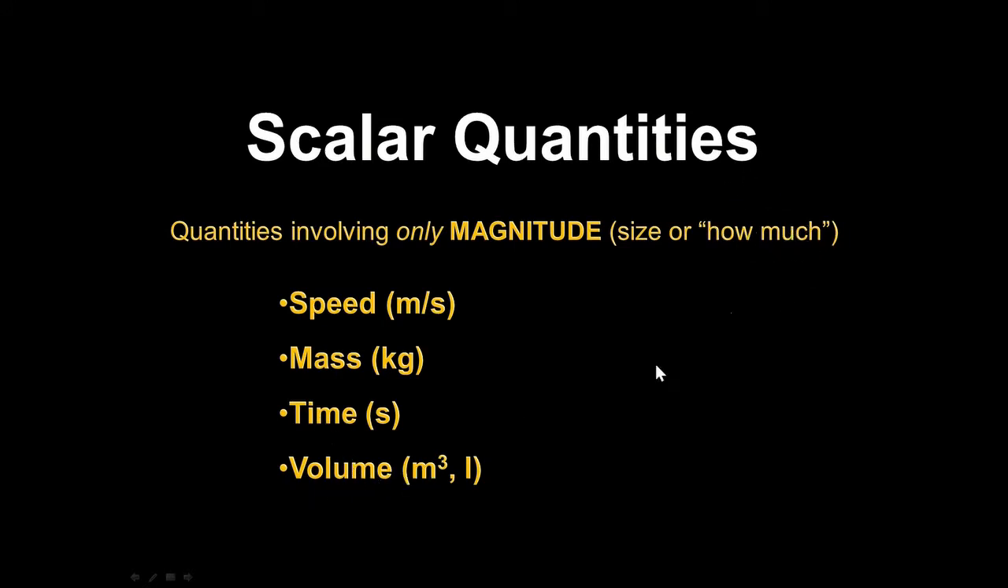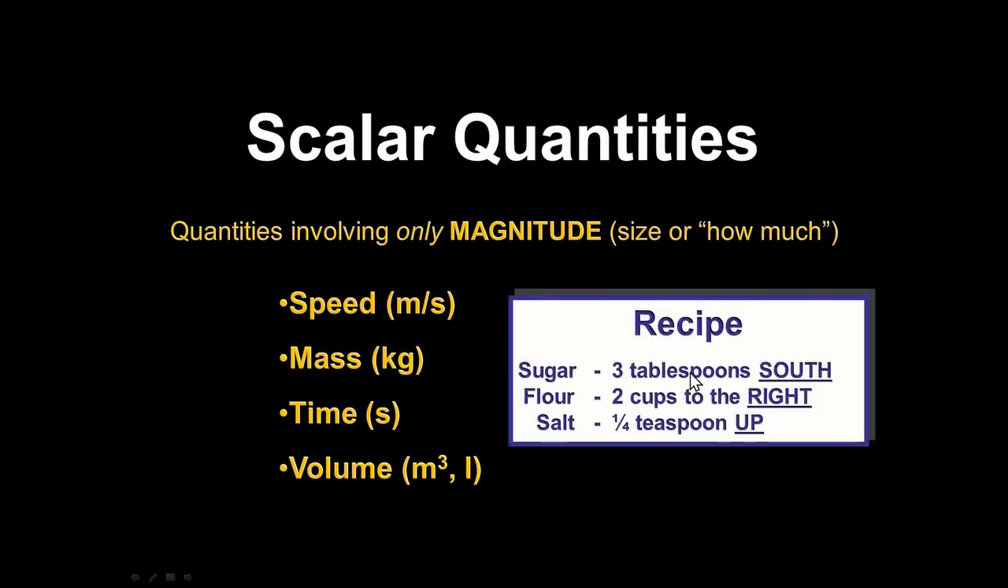And that's the how much. But that's really all it involves. In fact, if you were to try to put direction onto scalar quantities, it would be completely nonsensical. If you were to try to follow a recipe, and for sugar you need 3 tablespoons south, flour 2 cups to the right, salt 1/4 teaspoon up, it makes no sense to put direction onto quantities that involve only magnitude.